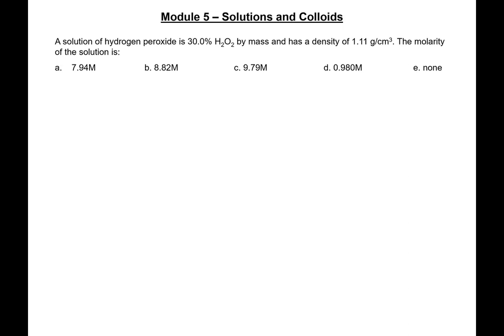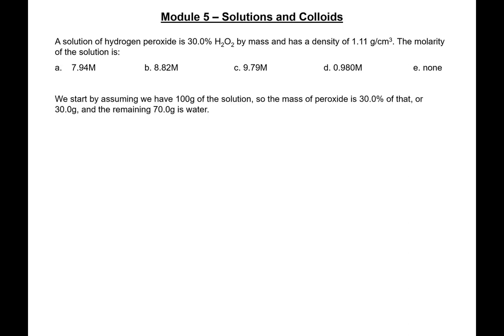A solution of hydrogen peroxide is 30.0% hydrogen peroxide by mass and has a density of 1.11 grams per cubic centimeter. The molarity of the solution is, and we have 5 choices. This is a good problem to practice our skills with converting between molarity and mole fraction. All right, we start here by assuming we have 100 grams of the solution.